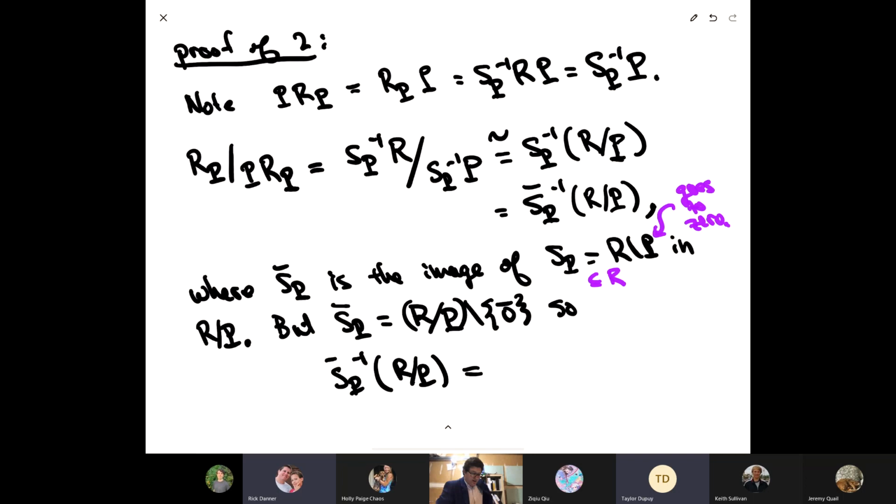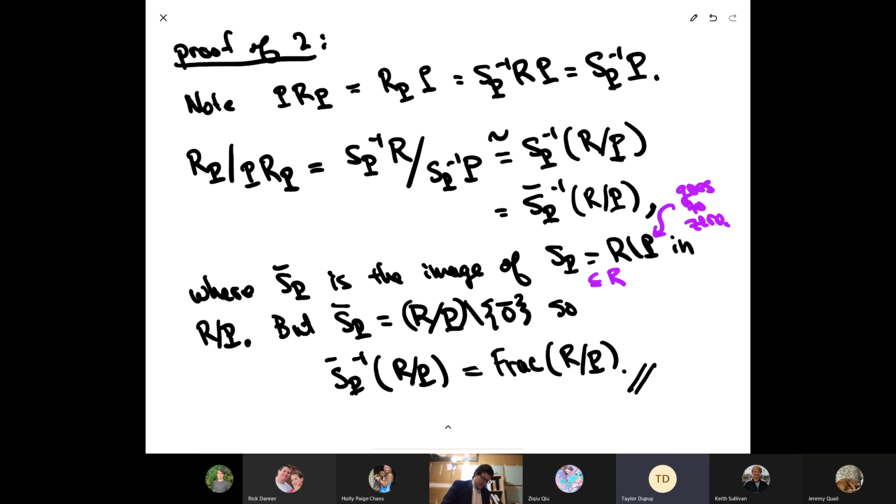Right. So essentially, this thing is just the fraction field of R mod P. So this is a domain, so its field of fractions makes sense, and so you can just do this. Okay, so yeah, that's what we have here. So that's the end of the proof. Right. So we essentially localized the whole thing.